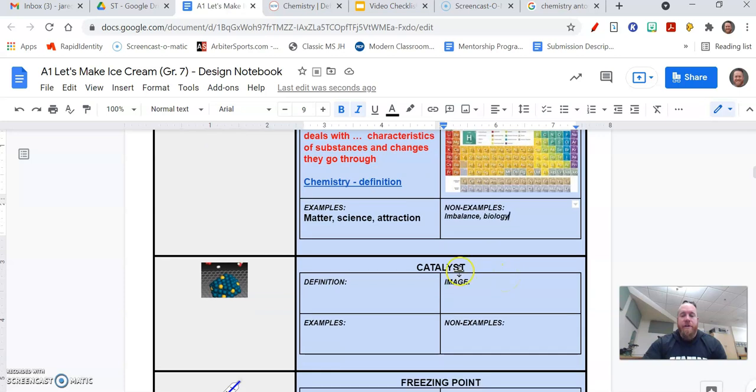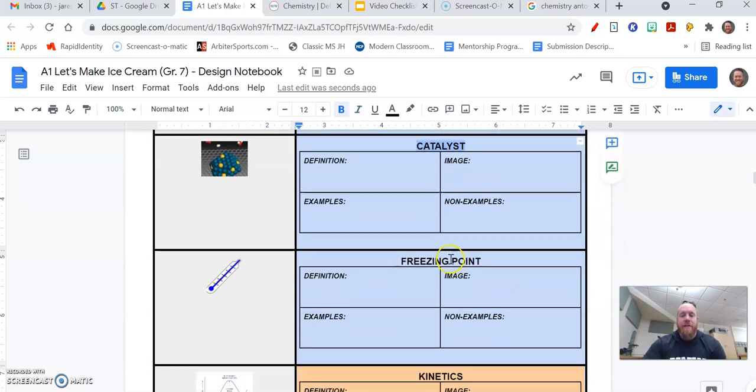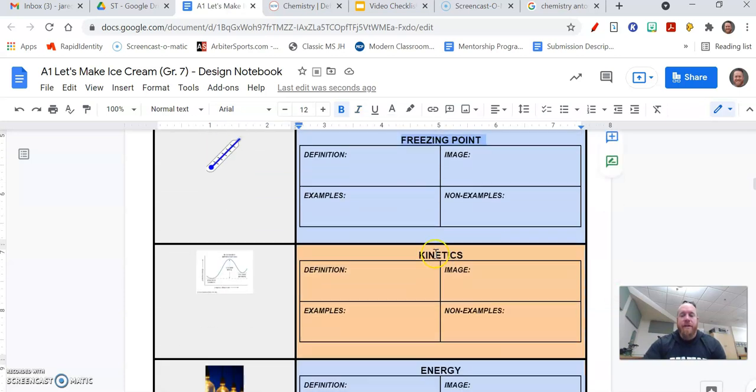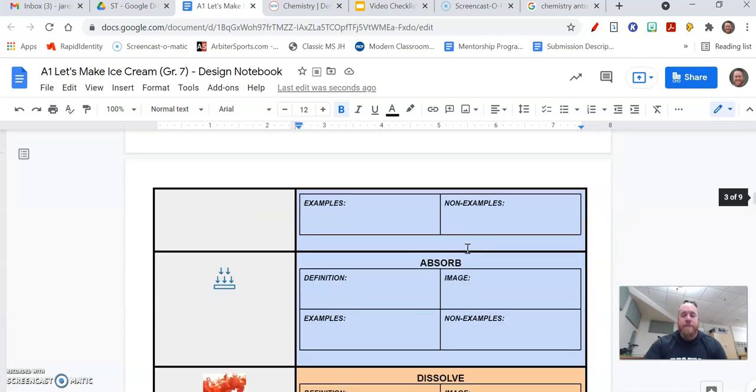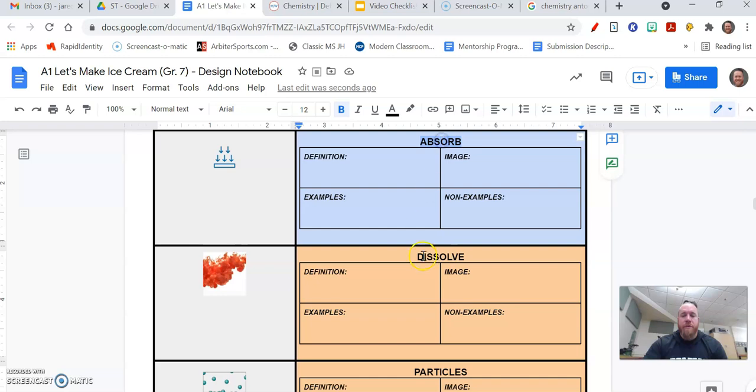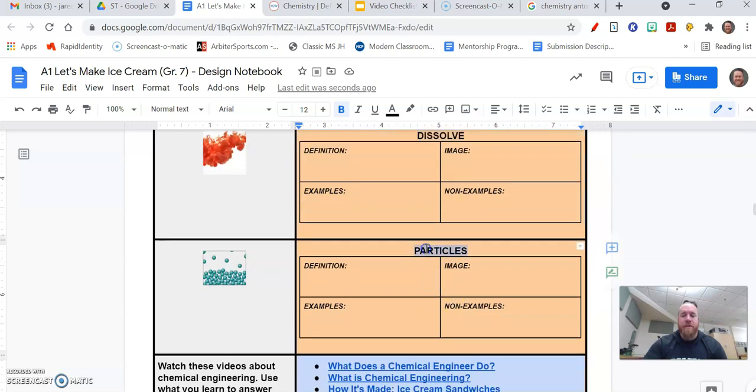So now you're going to go through this, and you're going to do this for catalyst, freezing point, kinetics. Notice the orange background, so this is something you should do, but you could choose not to do that one. It's up to you. You make that choice. Energy, absorb, dissolve, particles, and notice that particle and dissolve are also both orange, so you have some choice.